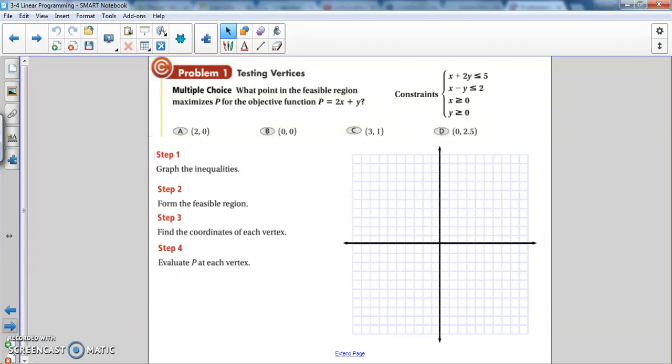So, testing vertices. At what point in the feasible region is p maximized for the objective function p equals 2x plus y? So we have our constraints to the right. For step 1, we need to graph each one of these inequalities. So please go ahead and graph every one of these inequalities.